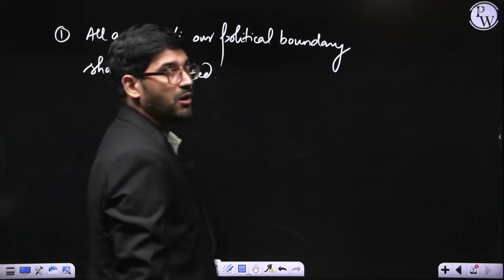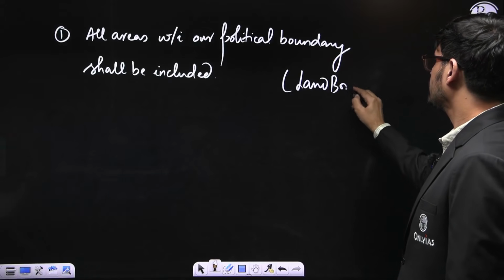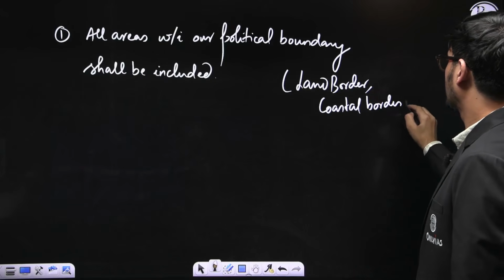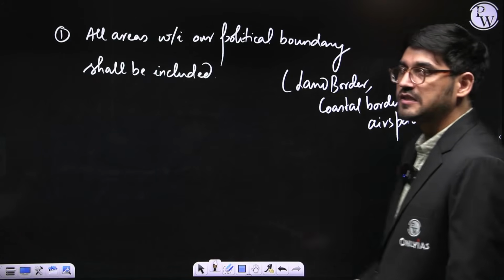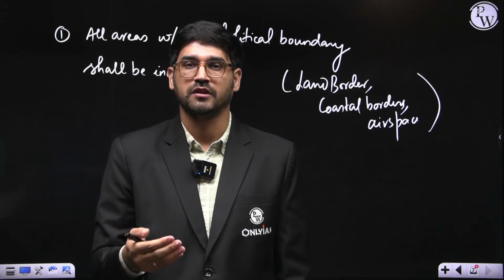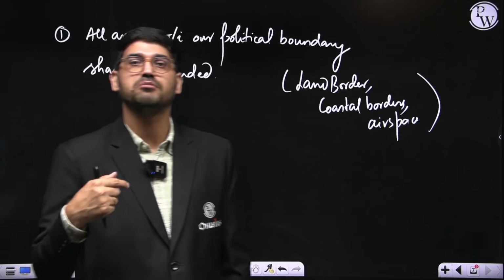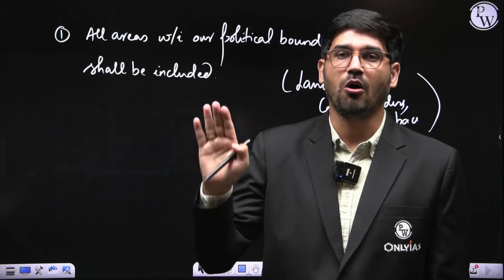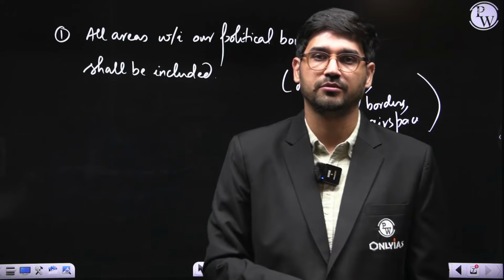And when we say political boundary, we mean our land borders, we mean our coastal borders, and we mean our airspace. It simply means the region over which India exercises its sovereignty, which means the region over which Indian goods, Indian people, Indian money can flow without asking permission of any other country. All these regions which lie well within our political boundary will automatically be included.